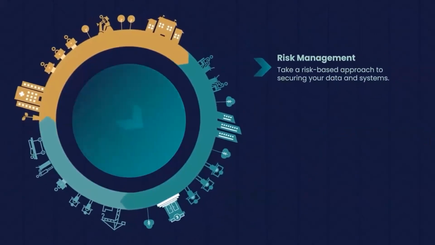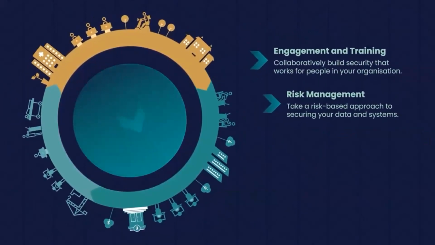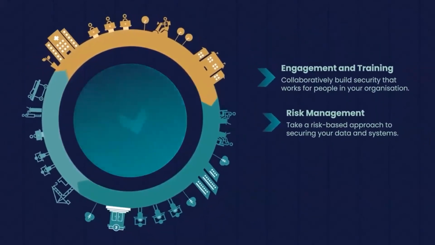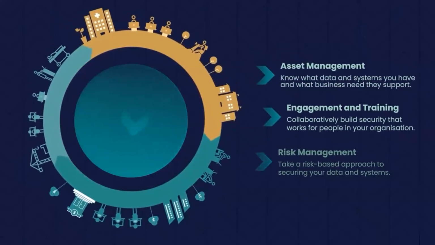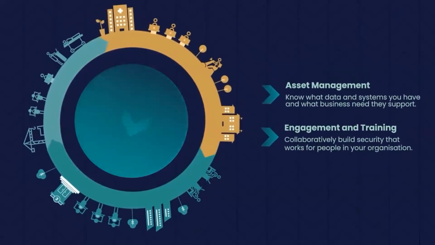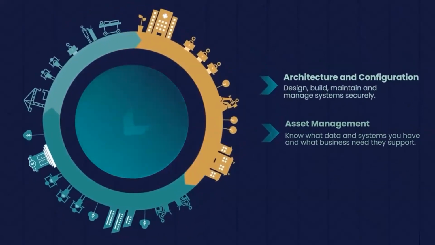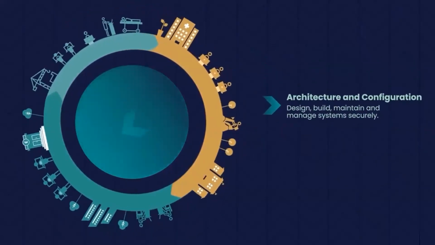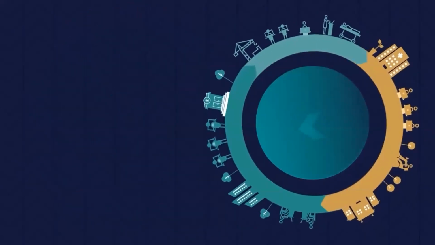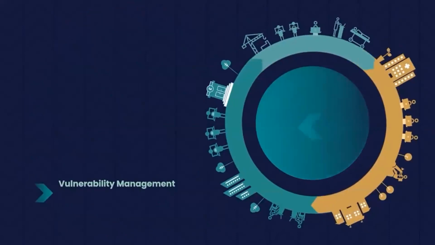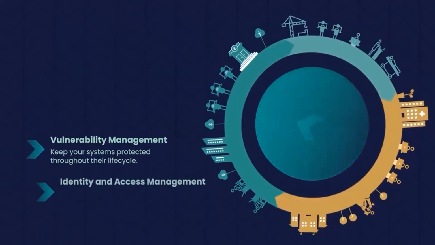Risk management. Take a risk-based approach to securing your data and systems. Engagement and training. Collaboratively build security that works for people in your organisation. Asset management. Know what data and systems you have and what business need they support. Architecture and configuration. Design, build, maintain and manage systems securely. Equally, organisations should understand vulnerability management. Keep your systems protected throughout their life cycle.